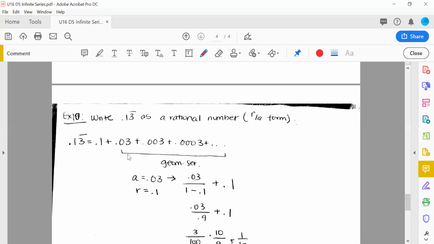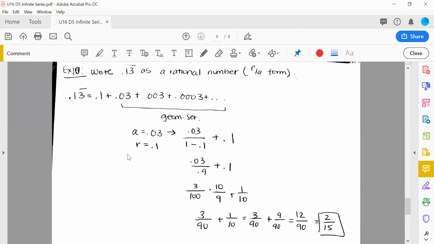Last example, and I'm done with you. Something that you did back in middle school, believe it or not, writing an infinite decimal, a repeating decimal, I should say, as a rational number. We're going to write it in fraction form. So if you really think about it, 0.13 repeating is the 0.1, that's on its own, but then plus 0.03, and then plus 0.003, and 0.003 infinitely.